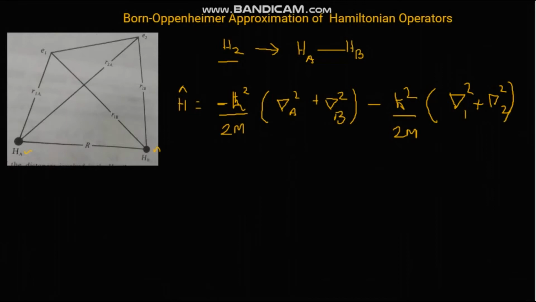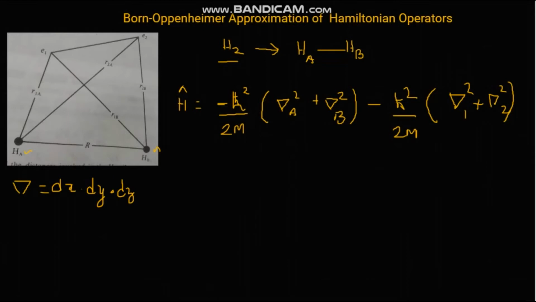I have told you earlier that the nabla represents differentiation with respect to x as well as y as well as z. So we are talking in the Cartesian coordinates. So two nuclear energies are associated with the hydrogen atoms, that is on one side.